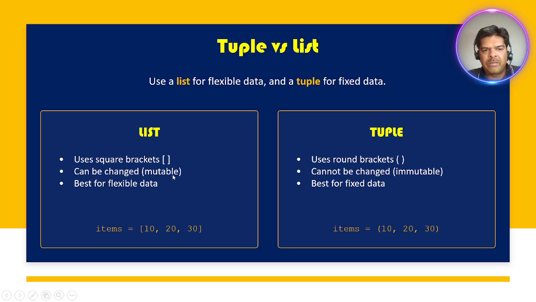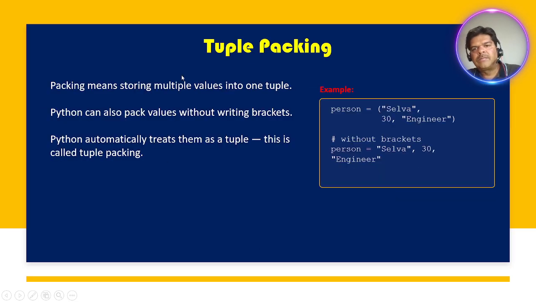Lists can be changed, which means they are mutable, best for flexible data. But for a tuple, you have to use round brackets. It cannot be changed, which means it is immutable, best for fixed data. Tuple packing. Packing means storing multiple values into one tuple.